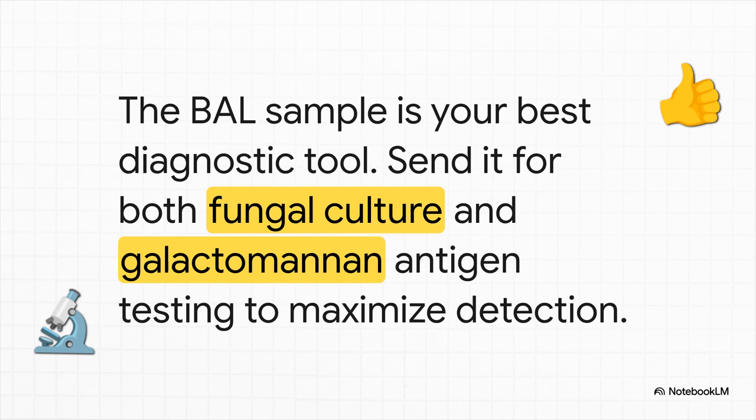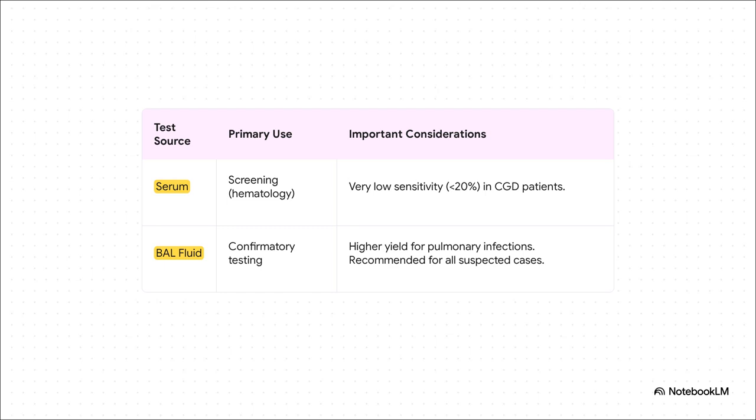It's so important that you get the most out of it. To do that, the guidelines are firm. You have to send that fluid for both a fungal culture and a galactomannan antigen test. Why both? Because culture gives you a living organism you can test for drug resistance. But the galactomannan test can detect the fungus's fingerprints, its cell wall components, even if the fungus itself won't grow in the lab.